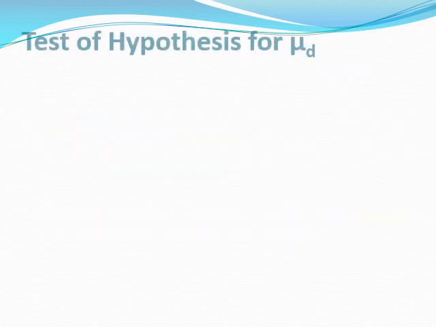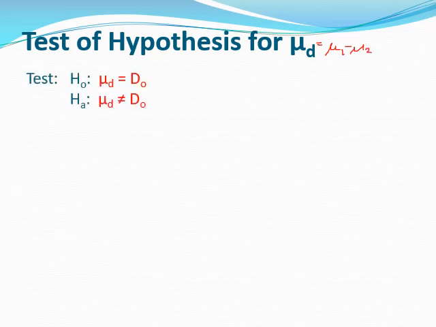Now a test of hypothesis. Again, we can think of this as mu sub d or the difference between two means, mu1 minus mu2. I don't really care how you think about it. Typically with a test, we'll write the difference between the means, which I'll write as the mean of the differences, mu sub d, equal to d naught. The d naught value is usually 0.